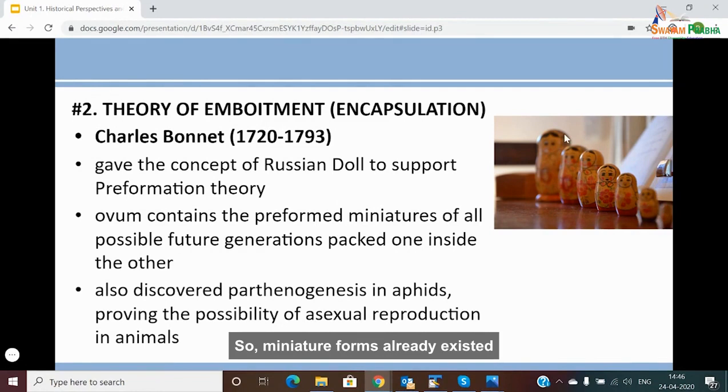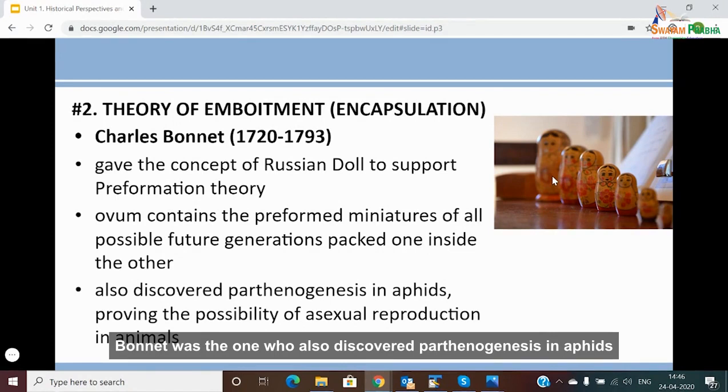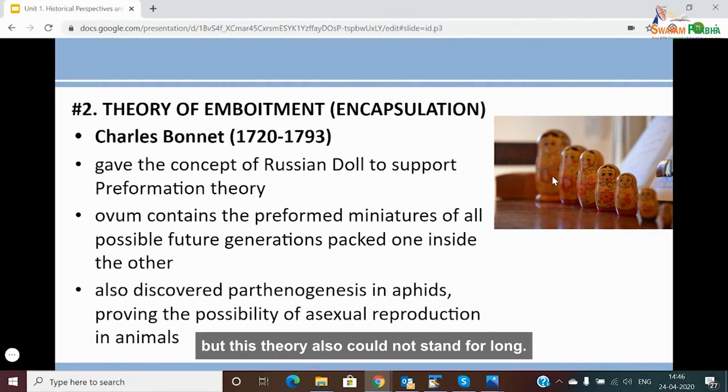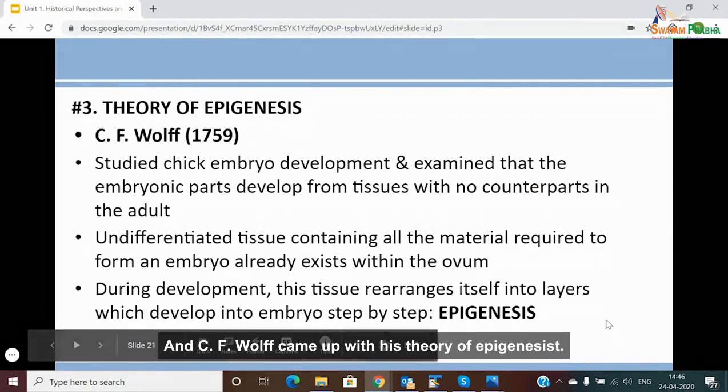Bonnet was the one who also discovered parthenogenesis in aphids, studies proving the possibility of asexual reproduction in animals. But this theory also could not stand for long, and C.F. Wolff came up with his theory of epigenesis.